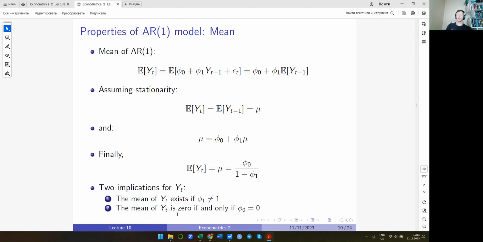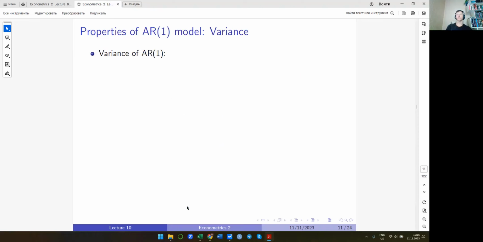And the mean of yt is 0 if and only if phi 0 is 0. Right? So if phi 0 is 0, then the mean of yt is 0. So the first implication is the very important thing. We are going to talk about this later, but this is a very important thing.